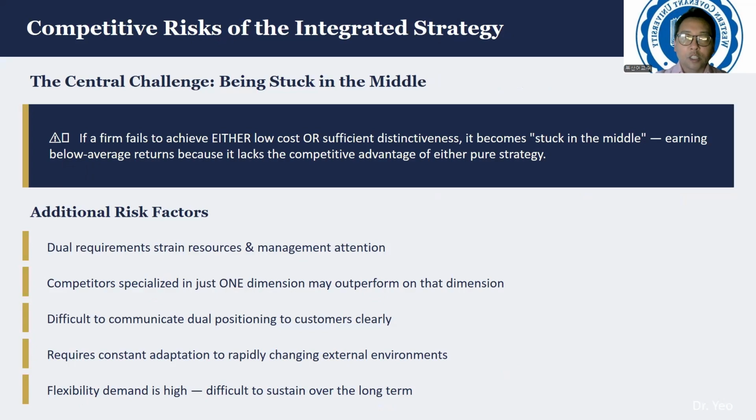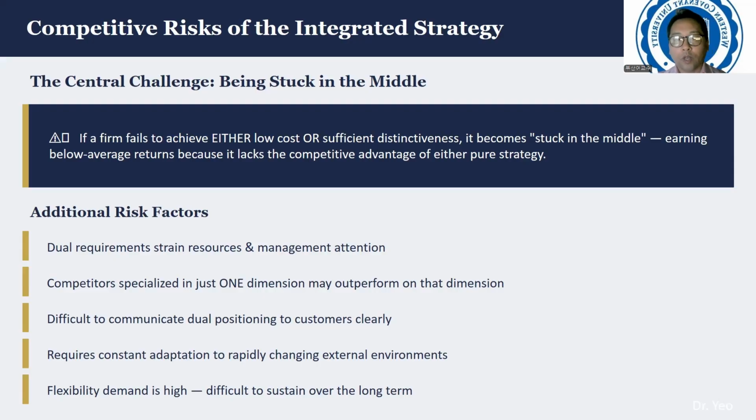Stuck in the middle is Porter's phrase for a firm that tries to be both a cost leader and a differentiator, but succeeds at neither. It's not cheap enough to win on price and not distinctive enough to command a premium. So these firms end up with below average returns because they have no real competitive advantage.